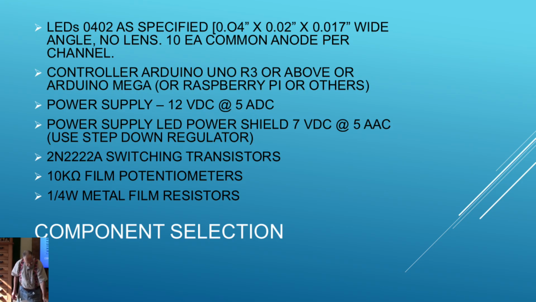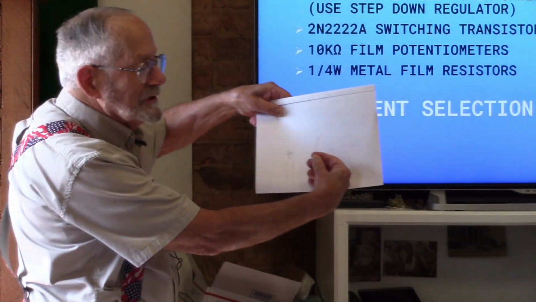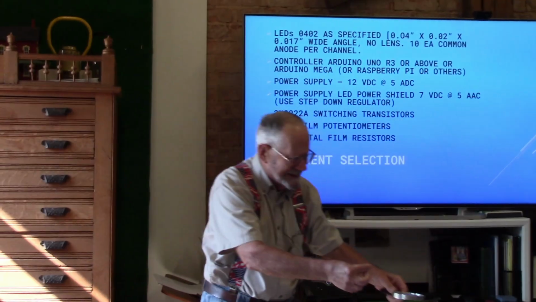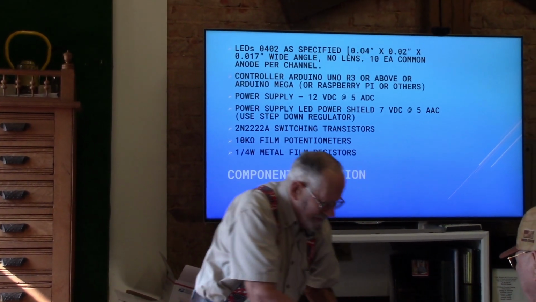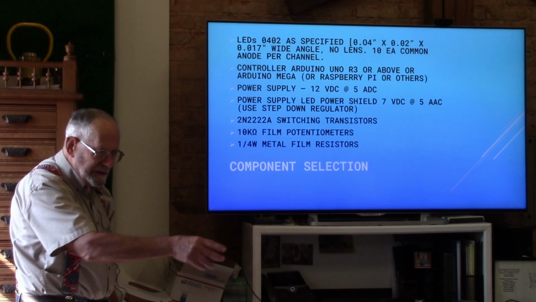This, by the way, is what an 0402 looks like. There it is. This is available for pass around so that you can try to take a look at it and see it. So that's the specified LED.